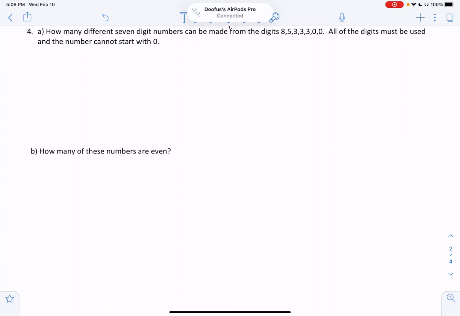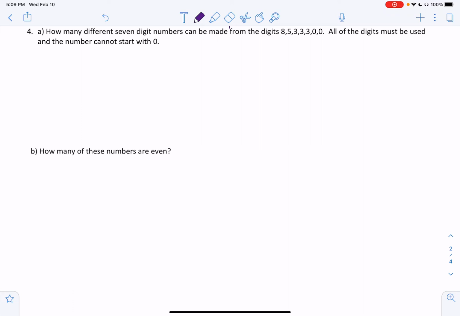Now we will be going through example 4 from lesson 1.4, permutations with identical items. Question 4a says how many different 7-digit numbers can be made from the digits 8, 5, 3, 3, 3, 0, 0. All of the digits must be used, and the number cannot start with 0.